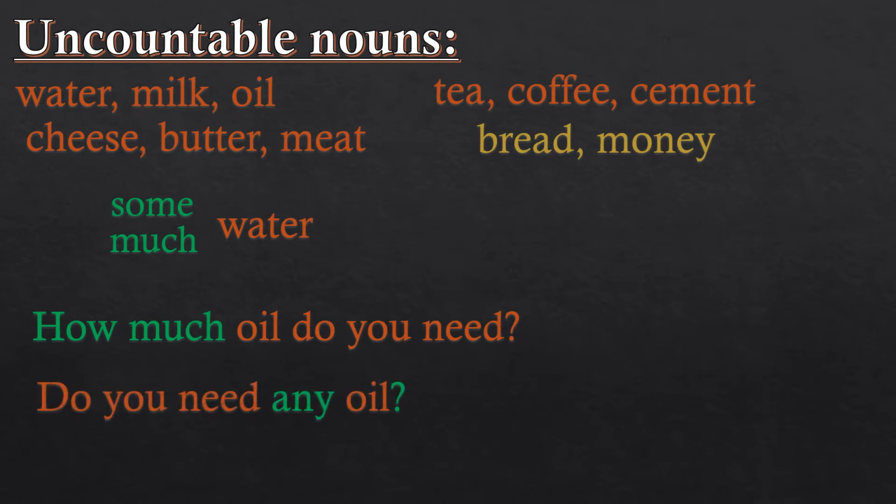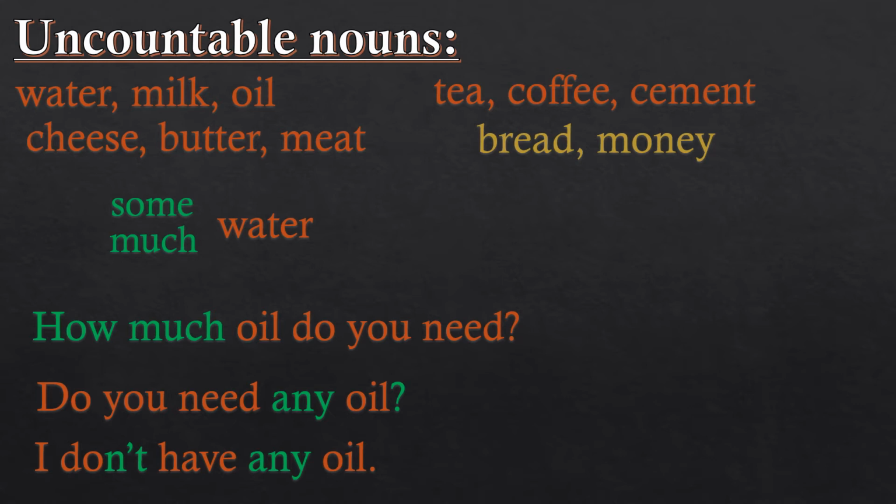What about the word any? Do you need any oil? It can be used in questions and in negatives. I don't have any oil. Okay, so now we know the difference between the countable and uncountable nouns and which words to use with both of them.